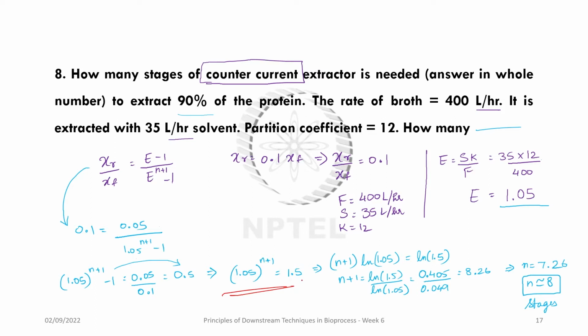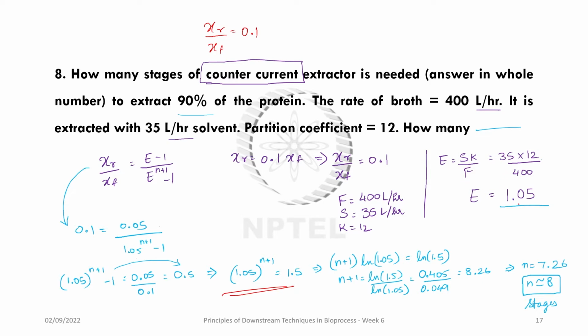So if you take 1.5 to this side, let me repeat the question again. How many stages of counter current extractor is needed? Answer in whole numbers to extract 90% of the protein. So XR by XF is equal to 0.1, right? And the rate of broth is 400 liters per hour and it is extracted with 35 liters per hour of solvent. So you have the E value right there.